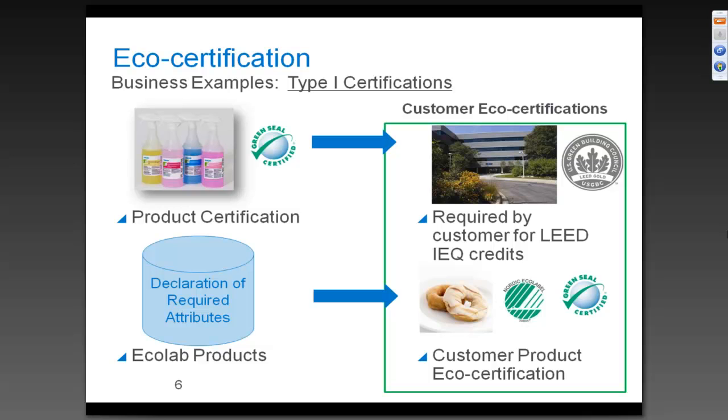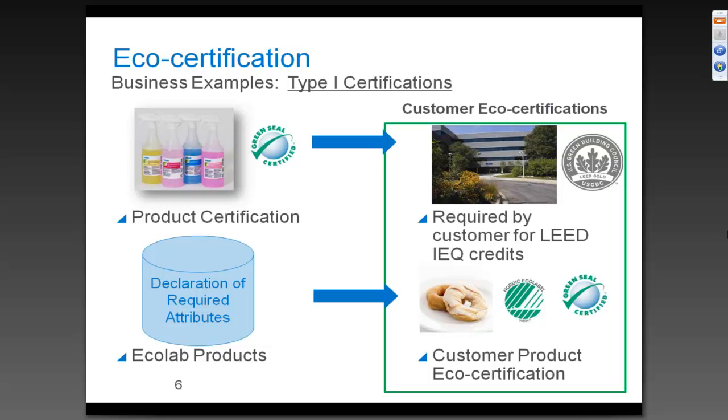Now the bottom example is a little bit different. We also provide products to paper manufacturers. So there's the beautiful picture of donuts on a paper plate, which you can't see too well. A lot of the paper manufacturers will get certifications for food contact paper.